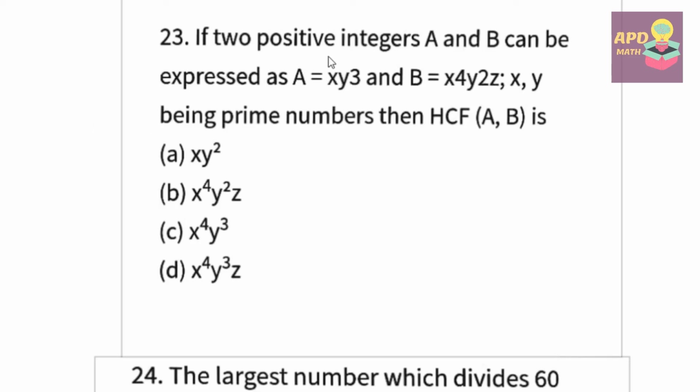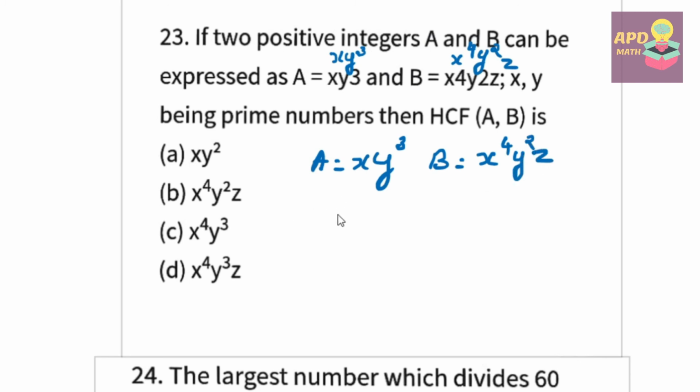Now the next one, the 23rd question: if two positive integers a and b can be expressed as a is equal to x y cube and b is equal to x raised to the power 4 y square into z. This is the same question as the earlier one; there the question was to find the LCM, least common multiple. Here the question is to find the HCF of A and B, the highest common factor.